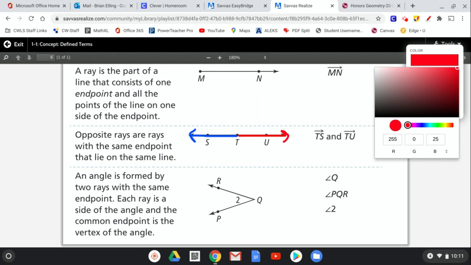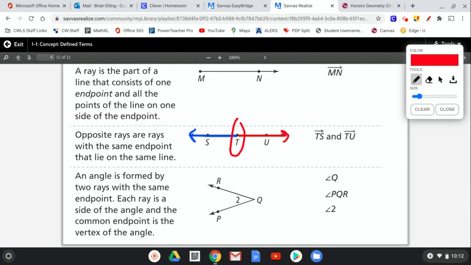A question might ask you, hey, what are the 2 opposite rays that form this line? The best way to do this is to find the point in the middle, and then go one direction, TU, and then go the other direction, TS. Done. Now, the last thing, and this is important, guys. This is something that we are going to use for the rest of the year.